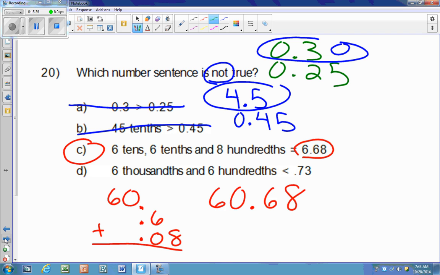I'm going to check my last one, which is 6 thousandths and 6 hundredths, which would equal 66 thousandths, and that is less than 73 hundredths. So my answer C is correct. That is the review for the mid or the end of Module 1 assessment.